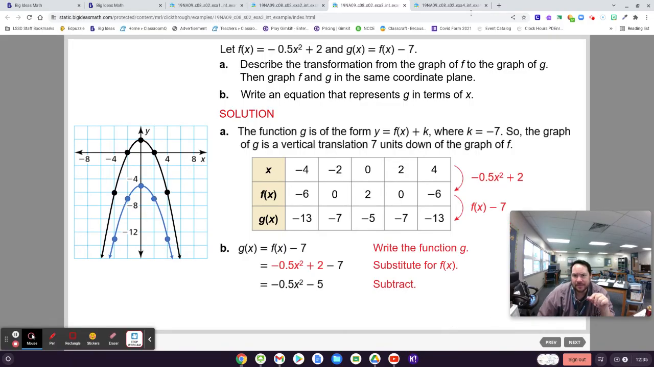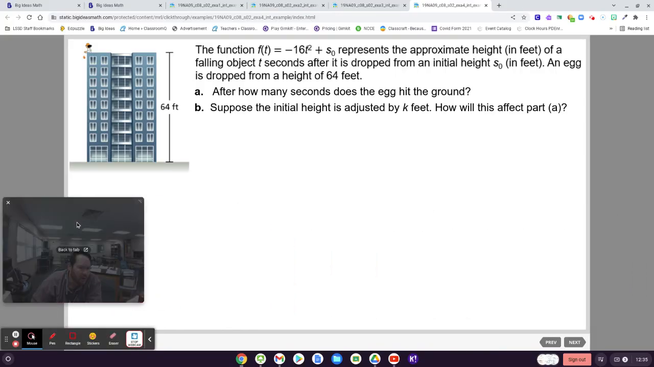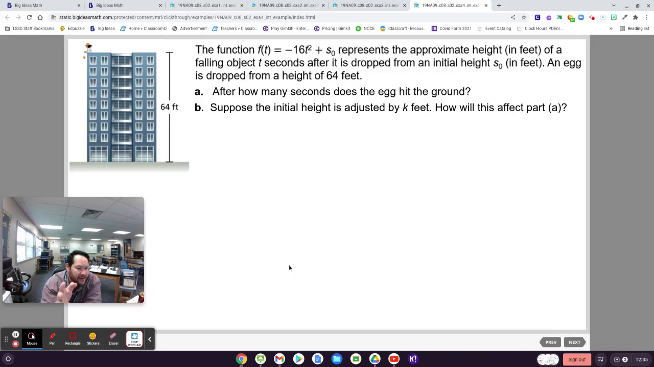And now the last one is a story problem. So one way to solve this thing is to graph it. The other way to solve this is by factoring and finding out when t equals 0. So we have this function for an object that's falling from this 64-foot tall building. S sub 0 is the original height. It's 64. So this egg is dropped using this equation.